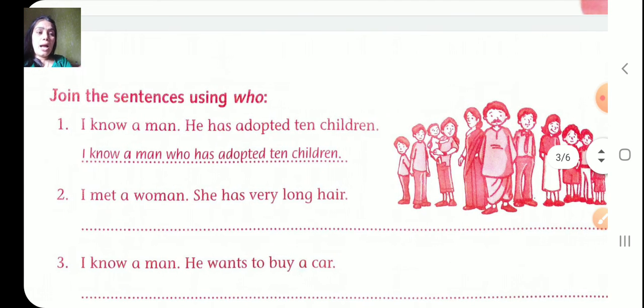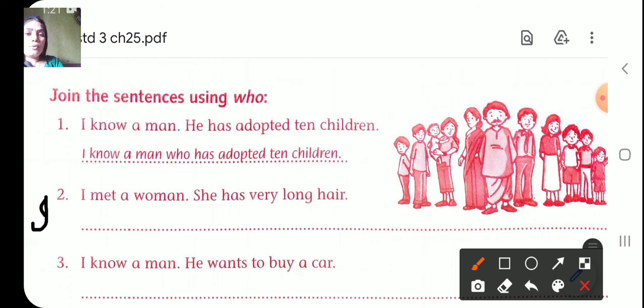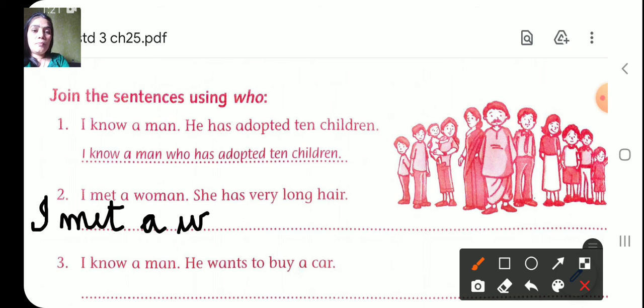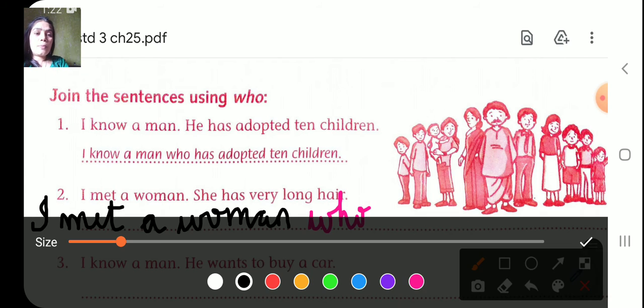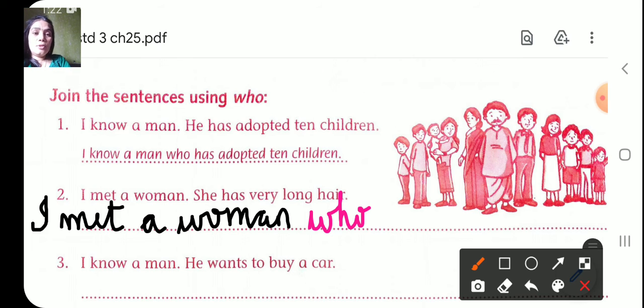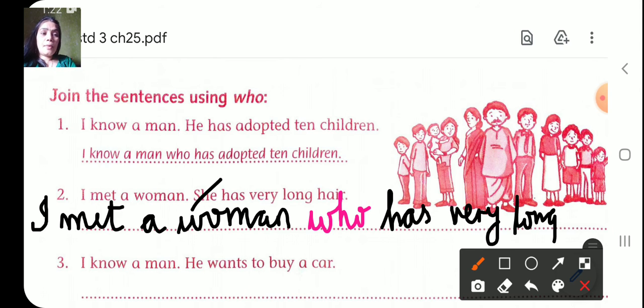Same, you will write, I met a woman. So you will write, I met a woman. Now what you will write? Who? Then you will continue. So here you will not write she. So instead of she, you will write who has very long hair. Full stop. Got it?